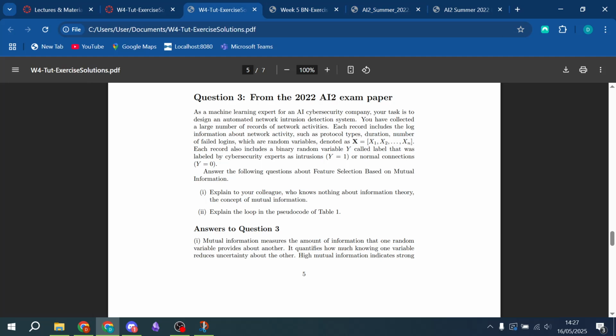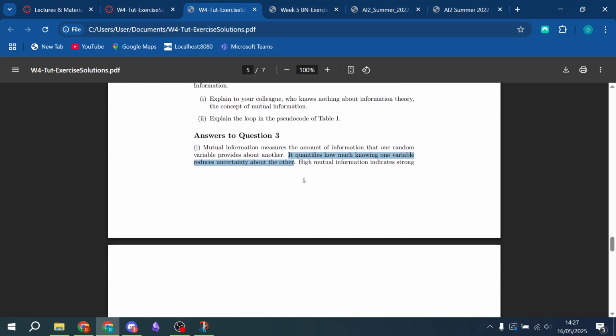well, it says it here, obviously. It quantifies how much knowing about one variable reduces uncertainty about the other. Whenever they ask about mutual information, I've noticed they always say this. So I'm guessing if you put this in the exam, you'll definitely get a mark.